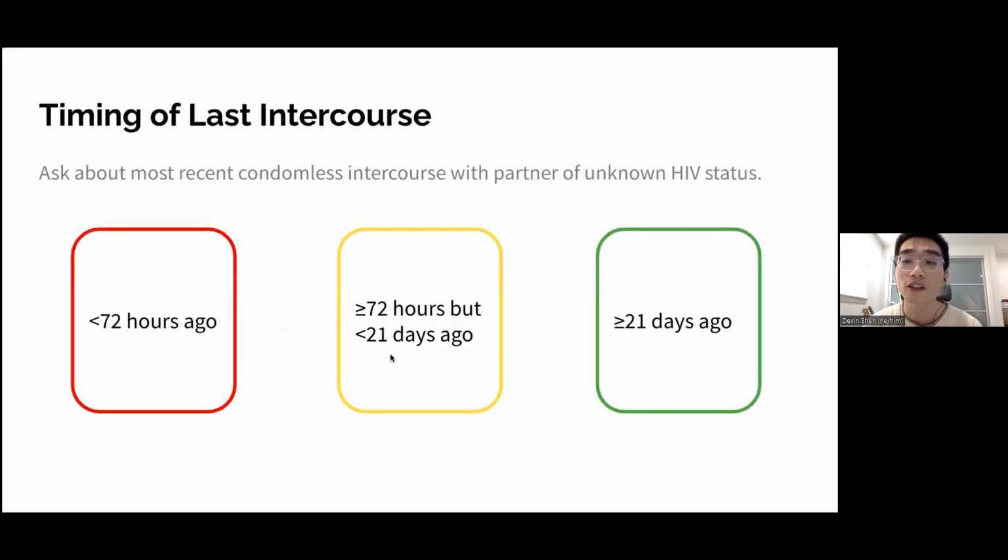The next question that you want to ask your patient before just starting PrEP is when was the last time they had condomless intercourse with a partner of unknown HIV status. And we split this up into 3 buckets, whether that last exposure was less than 72 hours ago, between 72 hours and 21 days ago, or over 21 days ago.